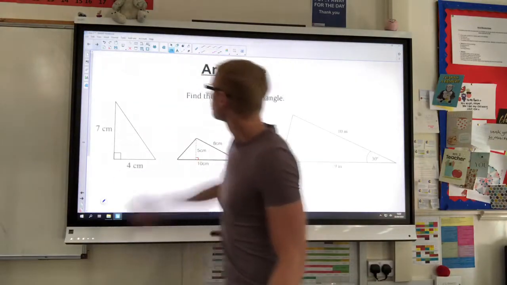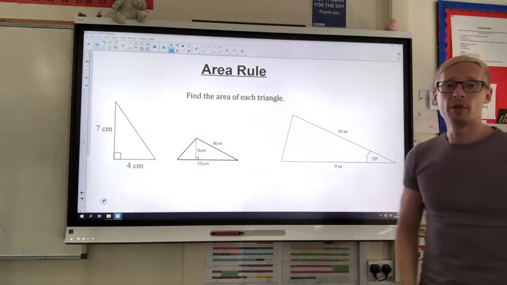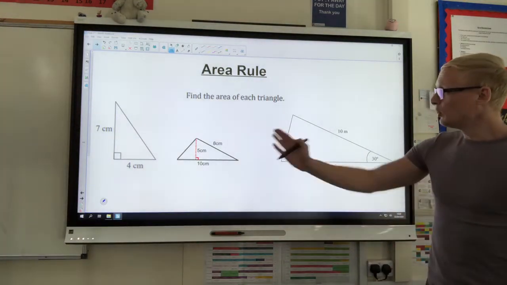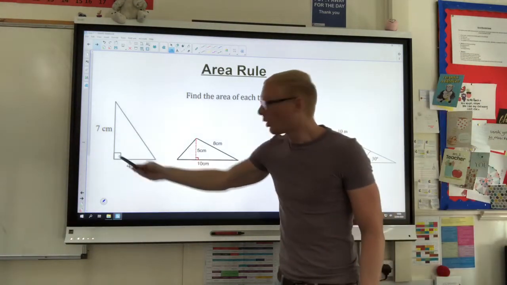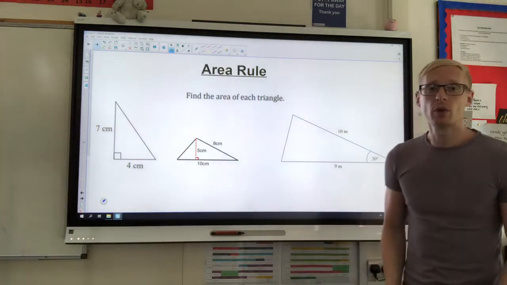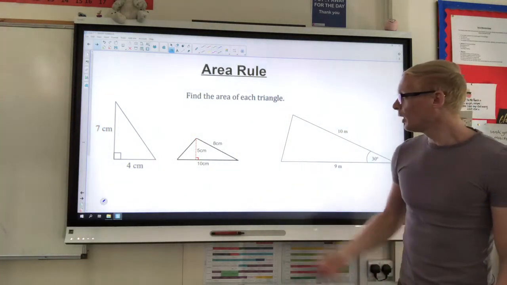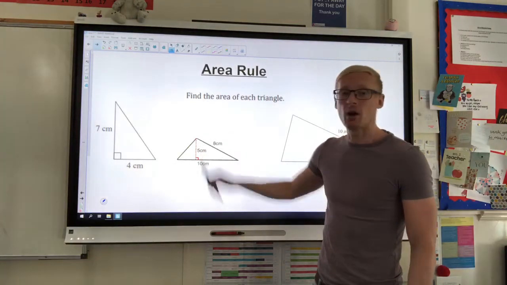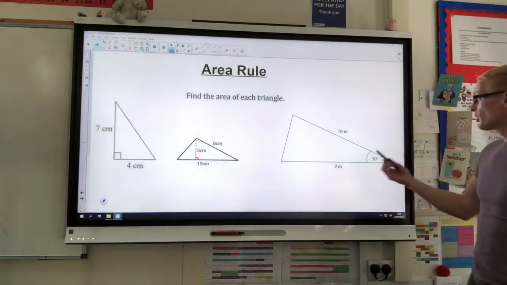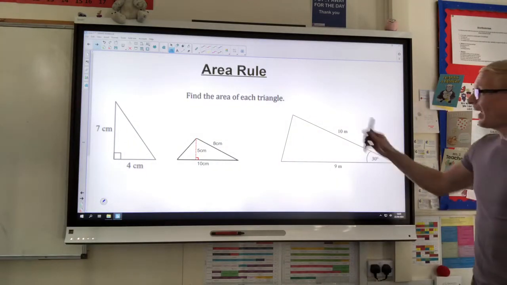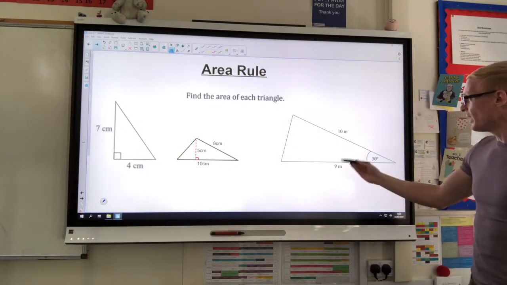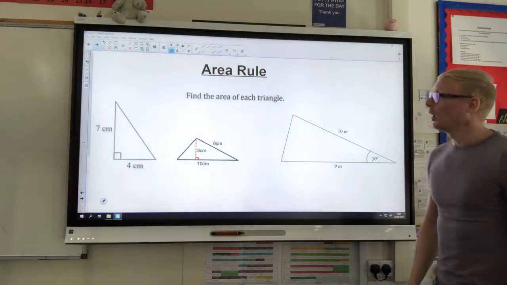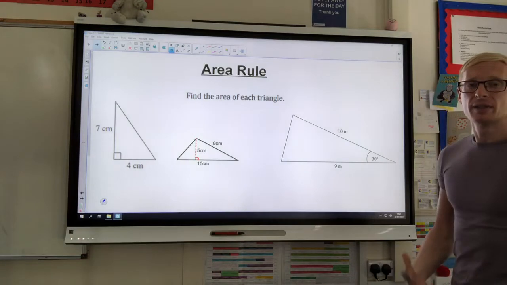Okay, so the area rule, that'll be your title for today. And then we're looking at the area of triangles. Now, when you look at these triangles, I would like to think that we can find the area of that triangle straight away, half base times height. We can also use the same method for this one. We know the base and we know the perpendicular height. But when you look at this triangle, you don't have the perpendicular height. You've got a base, or you could call that the base, but you don't have a perpendicular height that you can work with. And so we need to use the area rule in this circumstance.